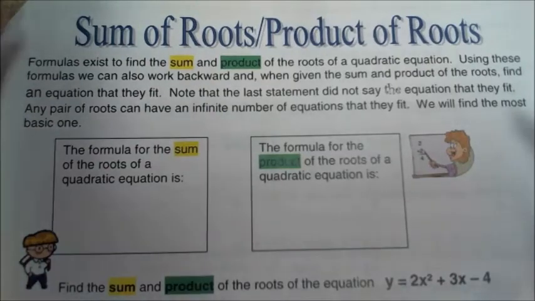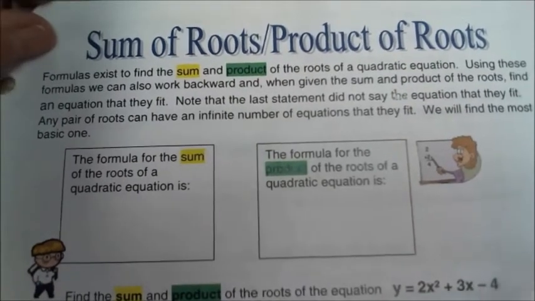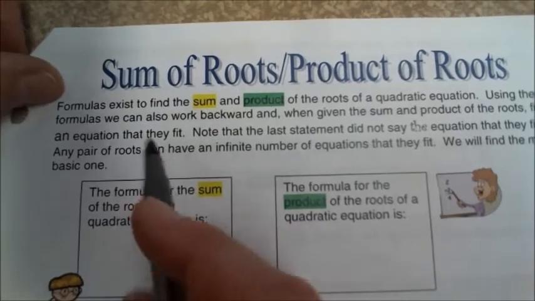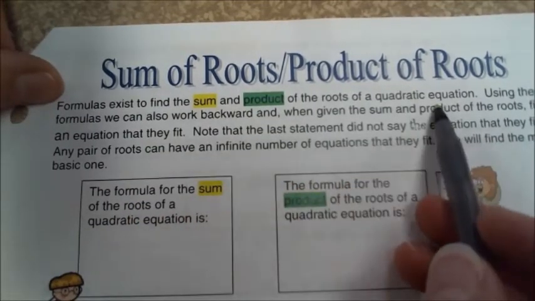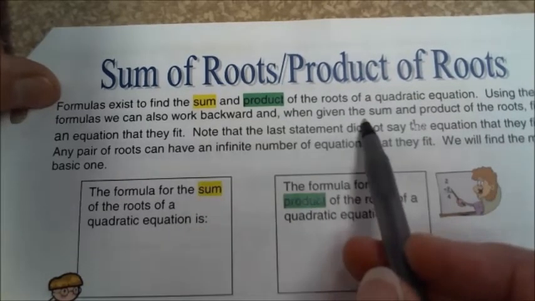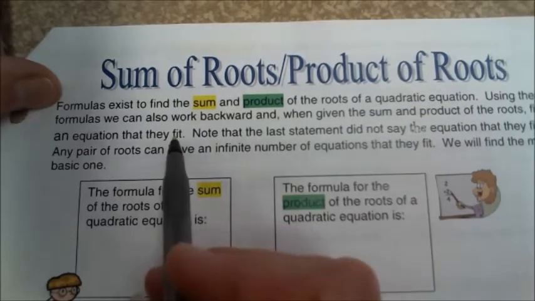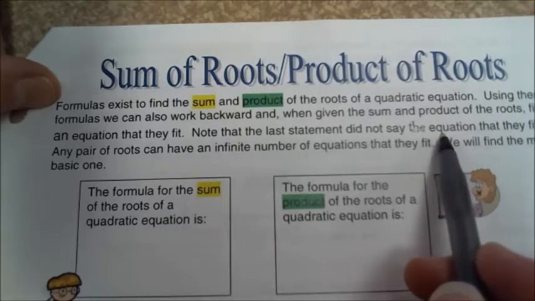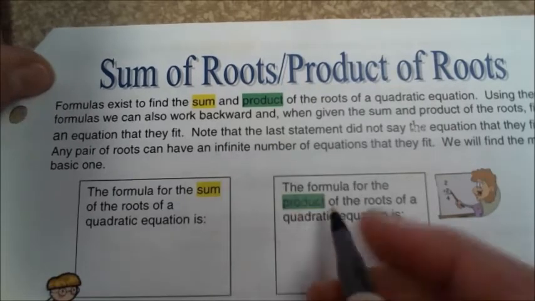So today we're going to talk about the sum and the product of the roots of a quadratic equation, with a little bit of band in the background, practicing for Syracuse. Well, there's some formulas to find the sum and the product of the roots of a quadratic equation. And when we know these formulas, we can work backwards. If we know what the sum and the product of the roots are, then we can write an equation that those sum and products fit into. And there's not just one single equation. There are a number of different equations, but usually we'll just write the easiest one.